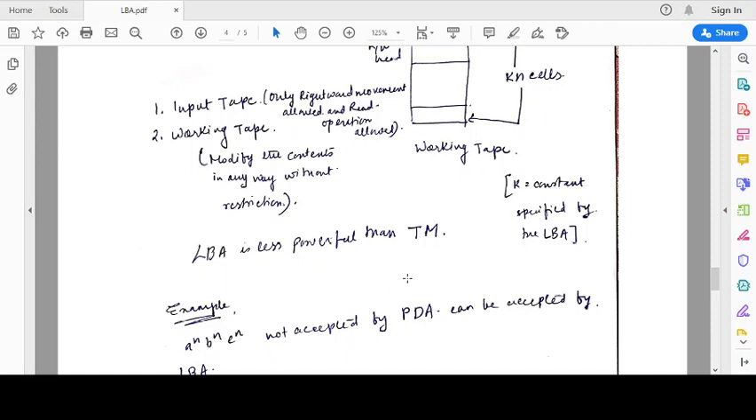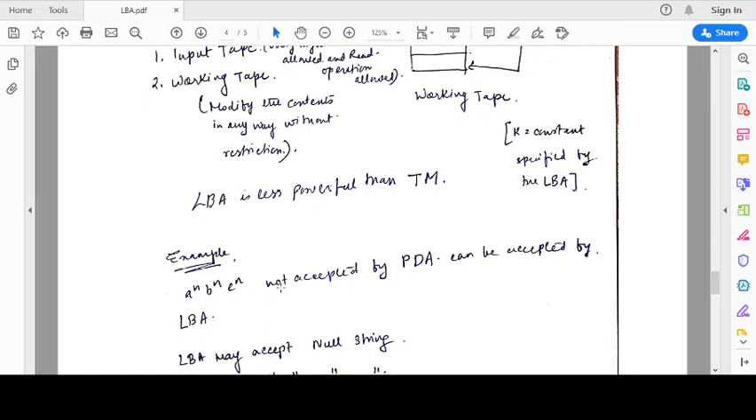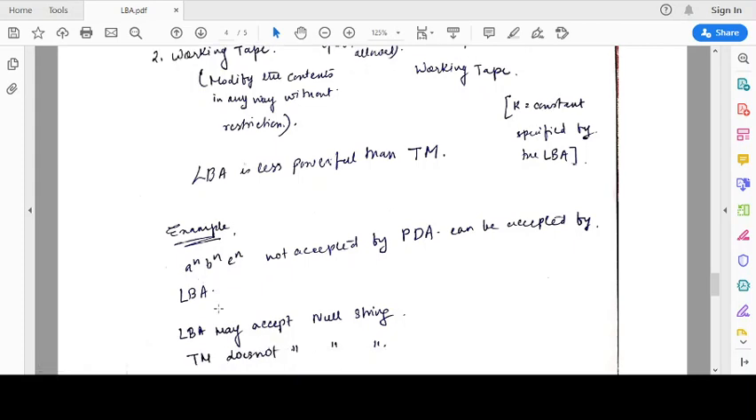Coming to the power of a linear bounded automata: a linear bounded automata is less powerful than a Turing machine. Yes, as far as power is concerned, an LBA is less powerful than a Turing machine. We have some example languages that are accepted by a linear bounded automata. A to the power n, b to the power n, c to the power n, which we already know can never be accepted by a PDA, but it can be accepted by a linear bounded automata. Obviously, it can also be accepted by a Turing machine.